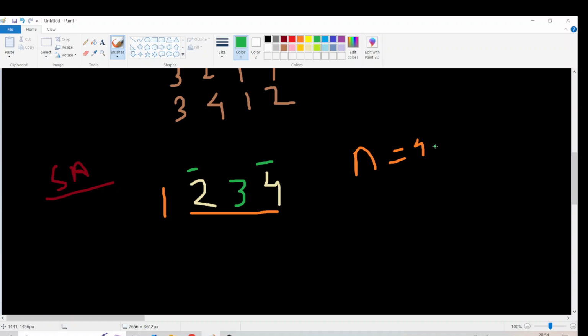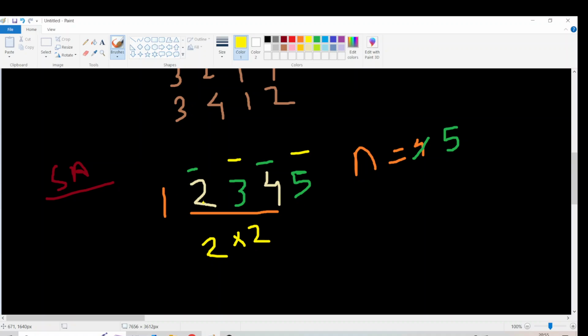Let's say n is 5 instead of 4, and this is 5. So we can shuffle between 2 and 4. Similarly, we can shuffle between 3 and 5. So the total number of odd index elements will be 2, and the total number of even index elements will be 2. So a total of 4 permutations will be possible if we fix the starting element.